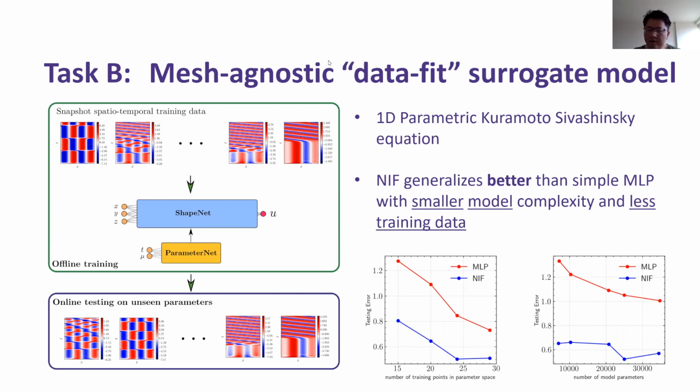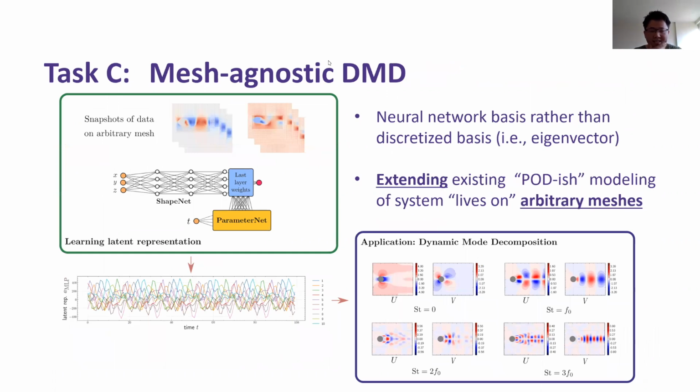And if you fix the number of model parameters, you have a fixed budget of parameters in your model, and you will see NIF also generalizes better than the vanilla simple idea, just putting x, t, mu into a single feed-forward network. Okay. So the next test is a mesh-agnostic DMD.